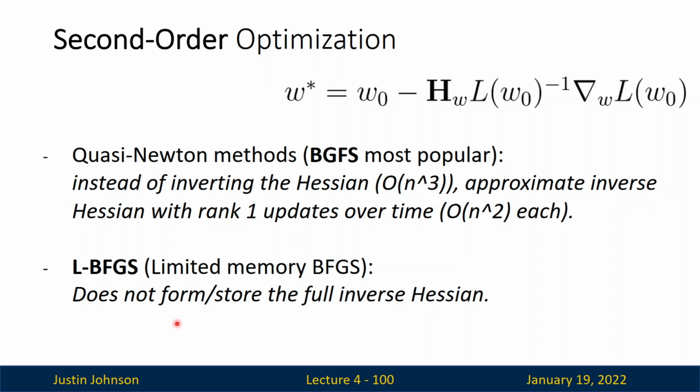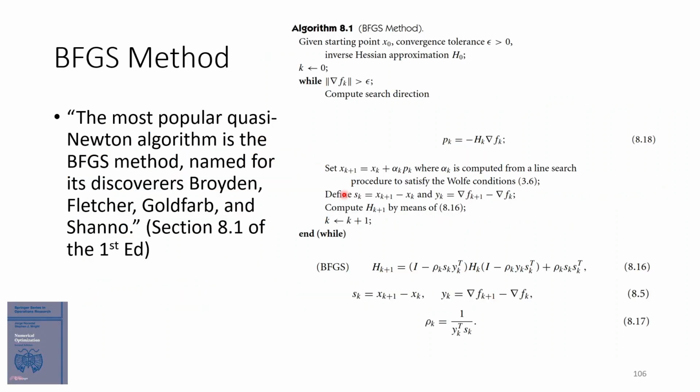So there are some ways to reduce the computational load. One is the BFGS method. Why is it called BFGS? Because it was invented by four authors: Broyden, Fletcher, Goldfarb, and Shanno. You use their first characters and combine them together. You can find the description of the BFGS method in this book.